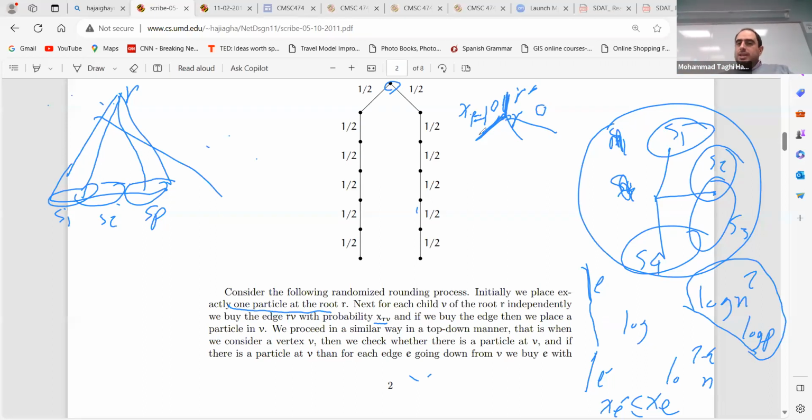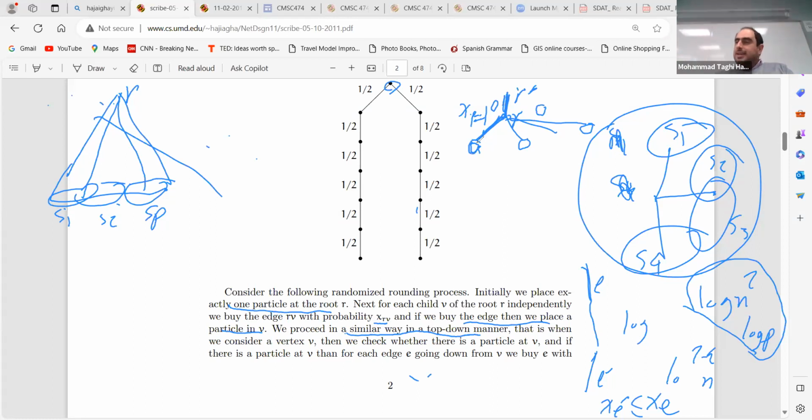So each edge has some X. With that probability, I will buy this edge. So it might be the case that this particle turns out to be a few particles now, because each of them independently I will buy. So I will buy an edge when we place a particle in V, and this is independent. So I may actually buy several of them. Now we will proceed in a similar way in a top-down manner.